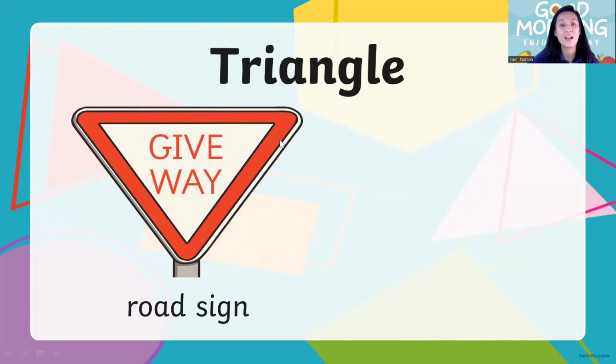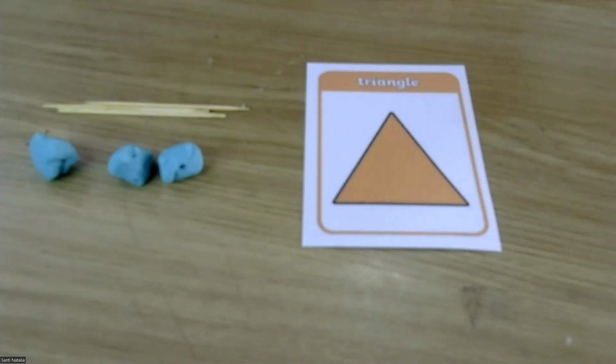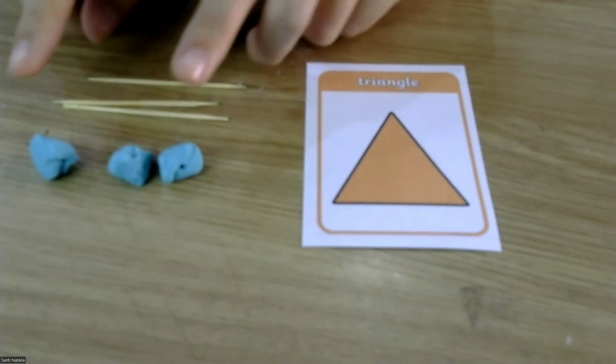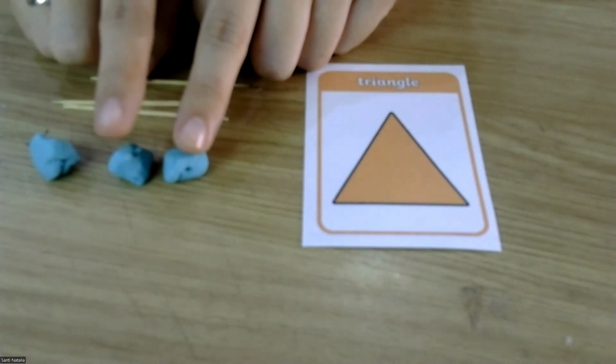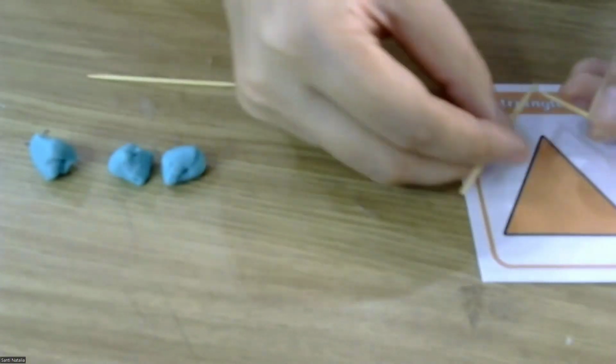Now look at this sign. The shape is a triangle. And this is a musical instrument. Triangle. Now, can you find your card? Which one is the triangle? Yes, this is a triangle. Now, let's make a triangle. Triangle, children, you need three toothpicks for the sides and three corners, so you can use Play-Doh. Now, let's make a triangle like this.